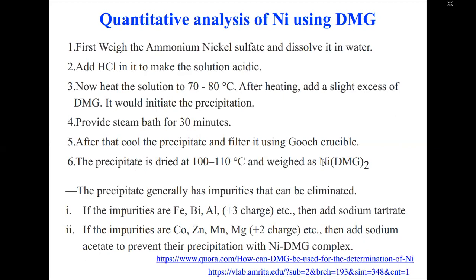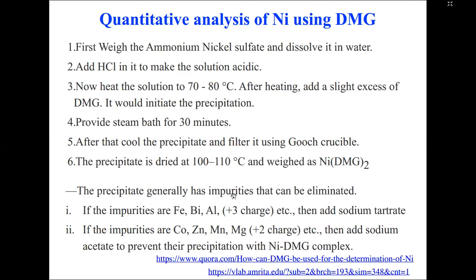Once you weigh it, it is the 2 DMG and 1 nickel compound. So you can determine the mass of nickel in that compound, which will be the mass of nickel in the initial solution. Okay, you see that? You form the precipitate, which you dry, and then you weigh and do the calculation to get the mass of nickel. So there are some challenges.